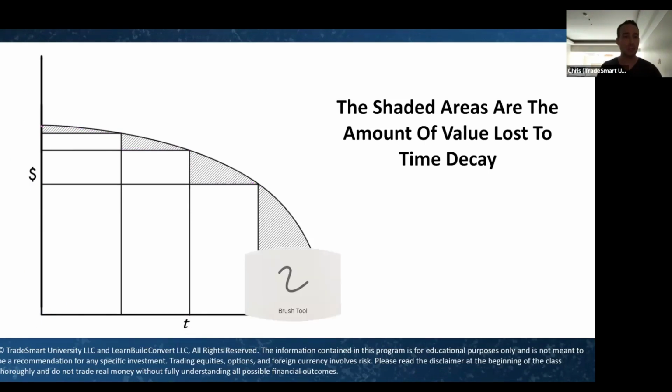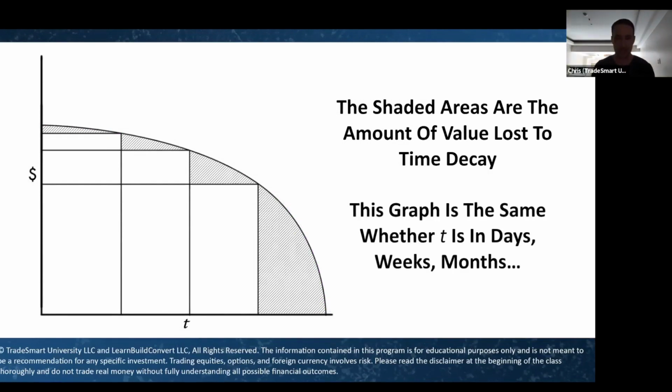So while we started off really slow, just losing a little bit, by the time we get near the end, when the option is very close to expiring, we are losing time value at an extremely rapid pace. So this is working against the value of our option very, very quickly. Now, this graph is going to be the same whether time is in days, weeks, or months.